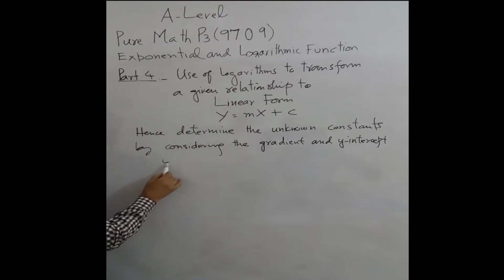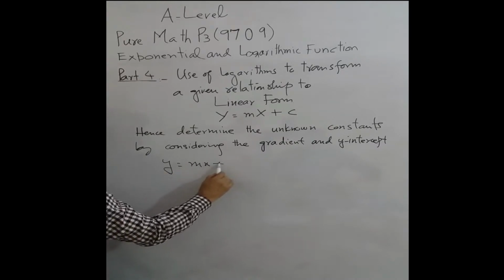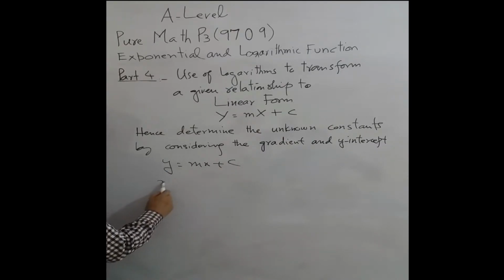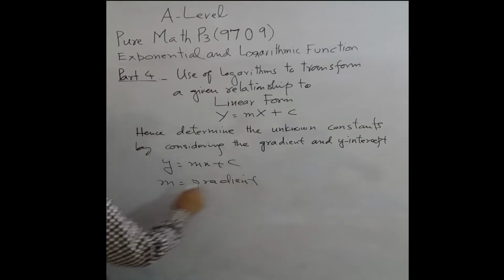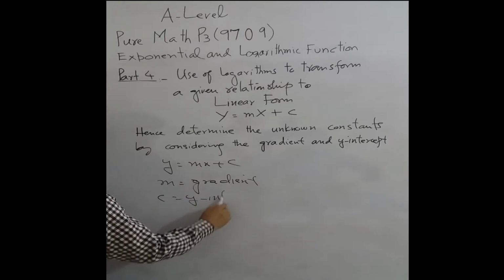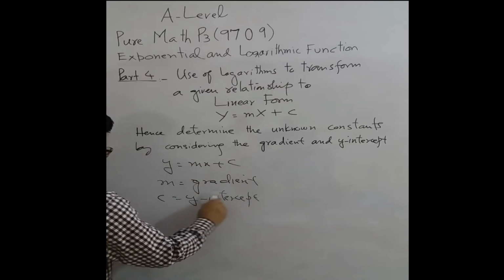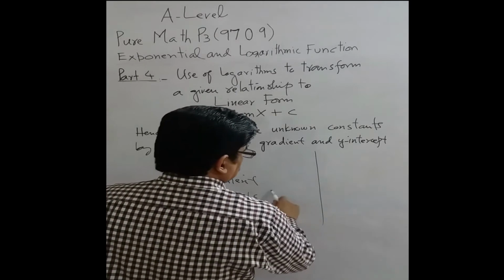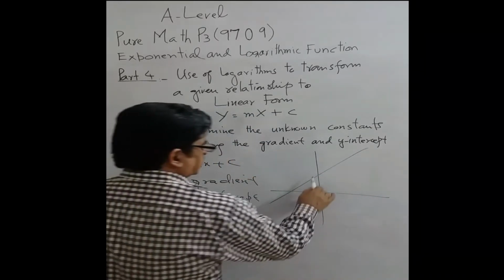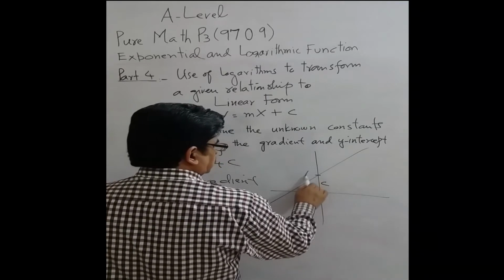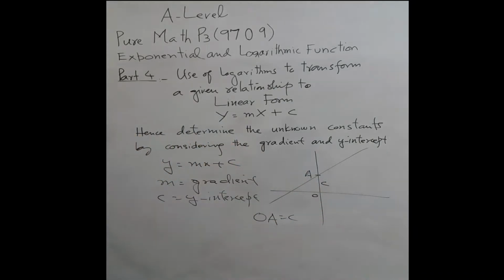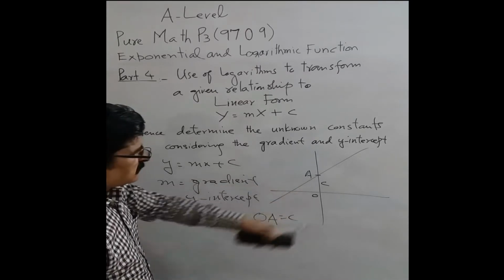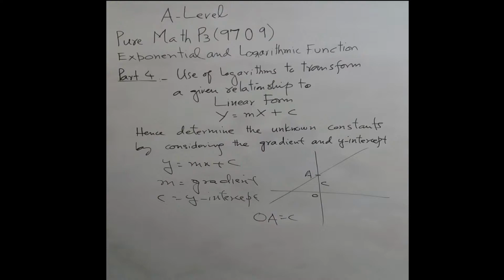Now, you know that y is equal to mx plus c is the equation of a straight line, and the coefficient of x is the gradient, and this c is the y-intercept. You have the idea of gradient, and y-intercept means that if this is a straight line, it intersects the y-axis, then this length from O to A on the y-axis is called the y-intercept, and we can use this gradient or y-intercept to find the unknown constants which will be given.